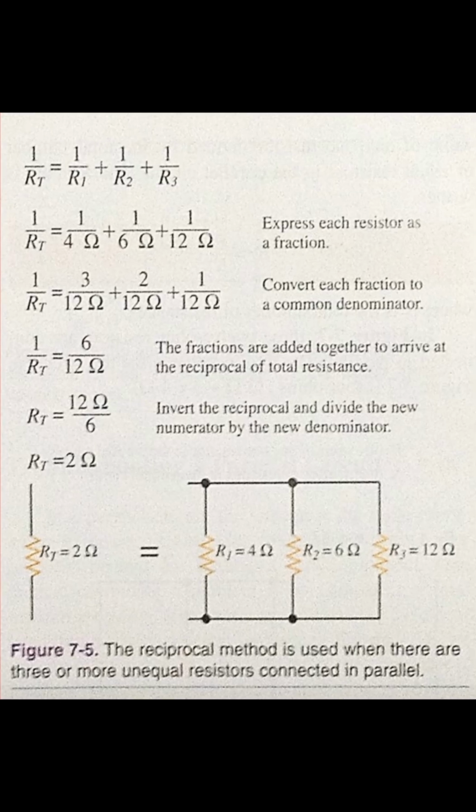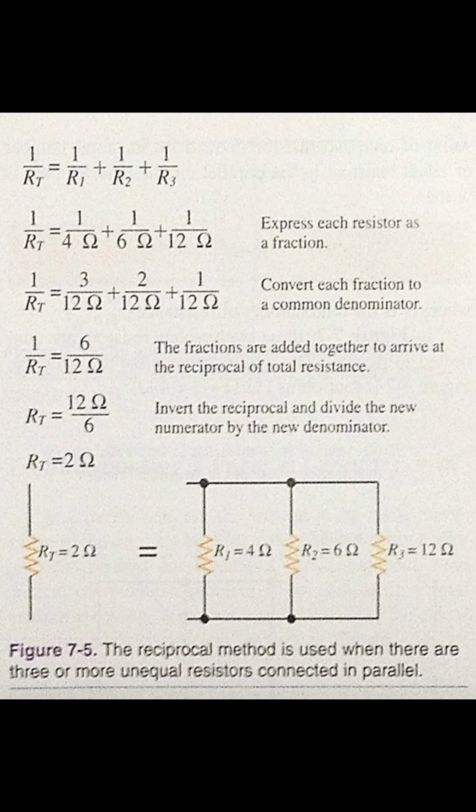Since the values are expressed as fractions, a common denominator must be found. Then the values can be added together. The common denominator is 12 for this problem. The sum is equal to 6 over 12. The 6 over 12 is the reciprocal of the total resistance. The fraction is inverted, and 12 is then divided by 6 to find the total resistance value of 2 ohms, or 12 divided by 6, which equals 2, and that's your total resistance.